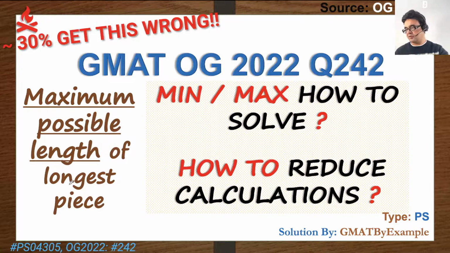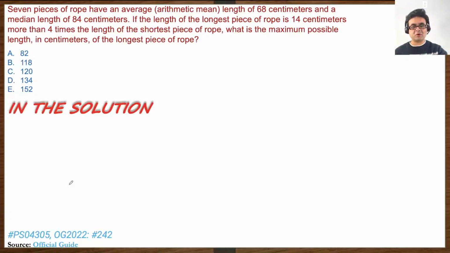Alright, while we wait for Abhiram's response, I will open up this question. It is the maximum possible length of the longest piece of a rope, right? This is again a little bit of a calculation-intensive question, and I want to point out a few things here. So I will give you another 2 minutes, maybe 1.5 minutes. It shouldn't take that long.